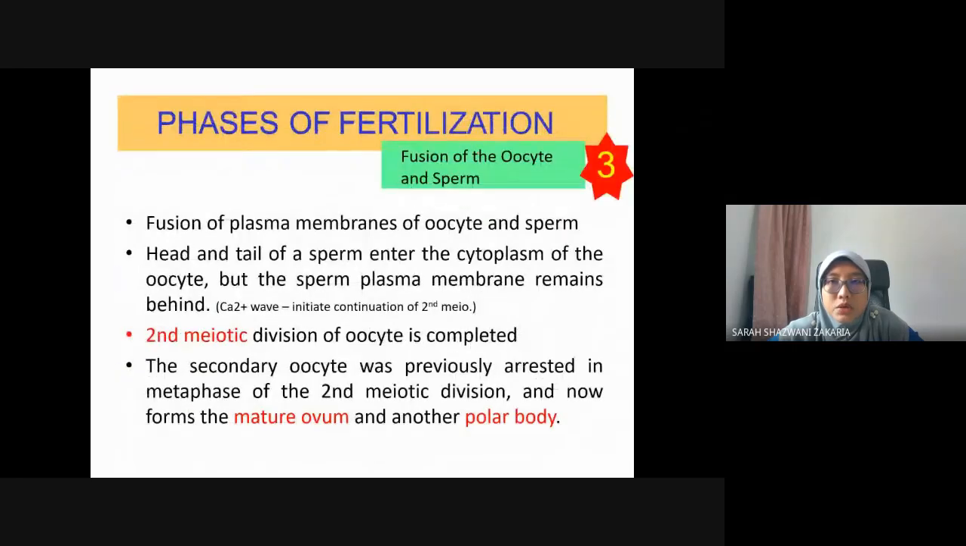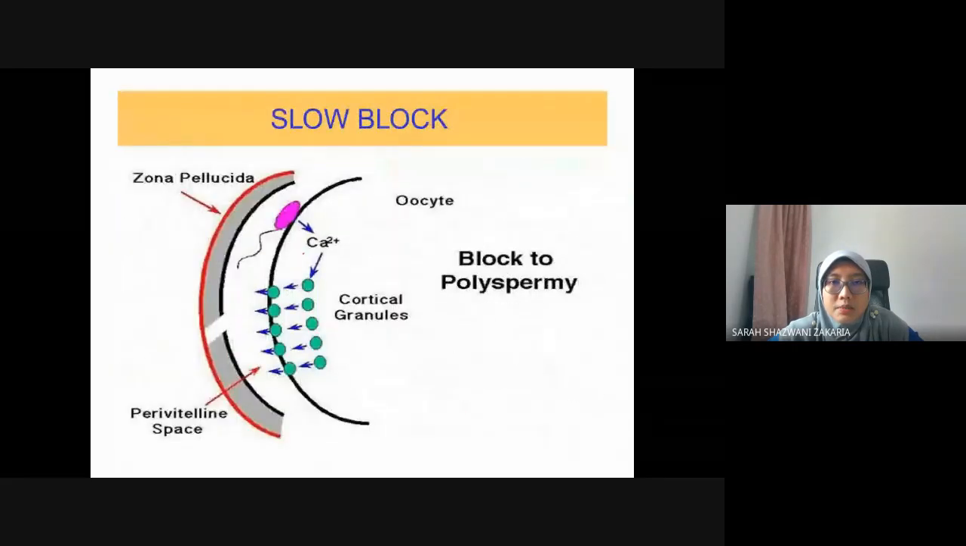The last part here is the fusion of the oocyte and the sperm. This is about the fusion.